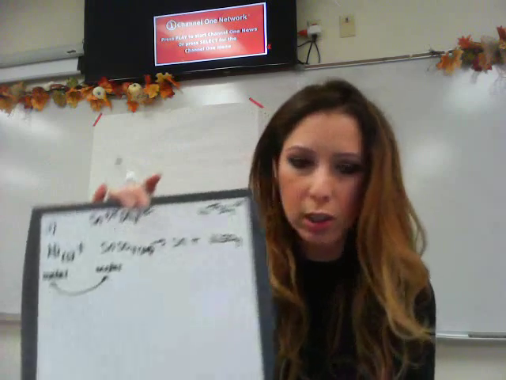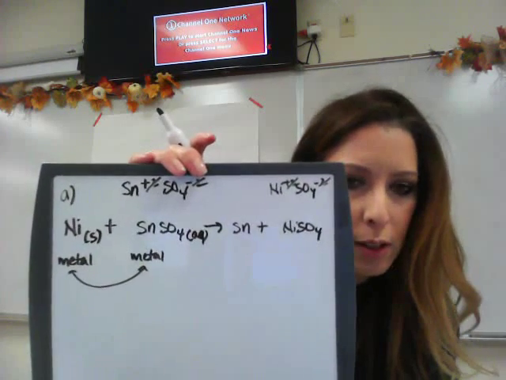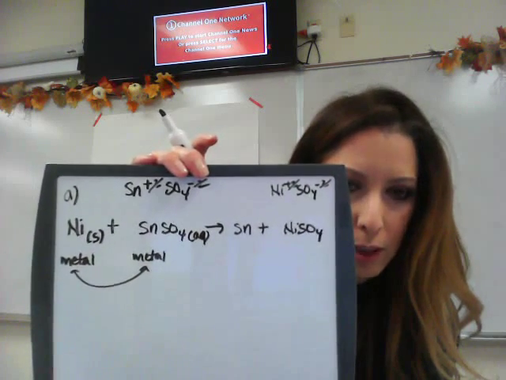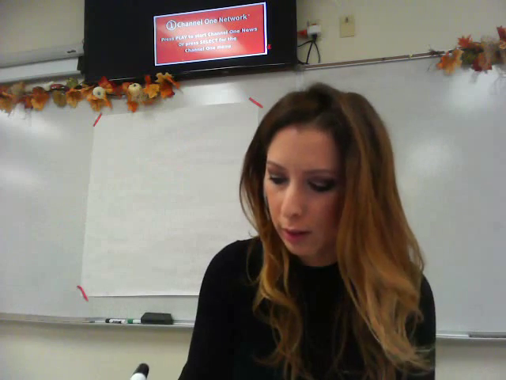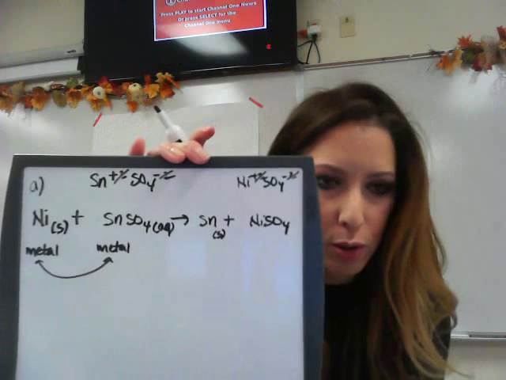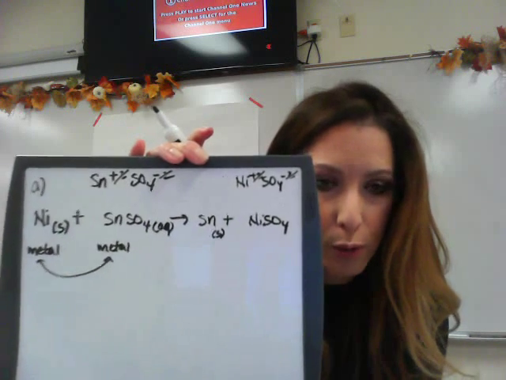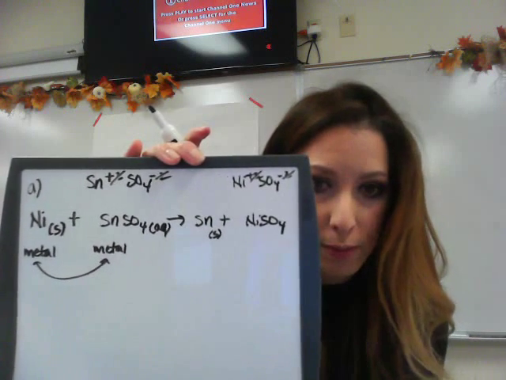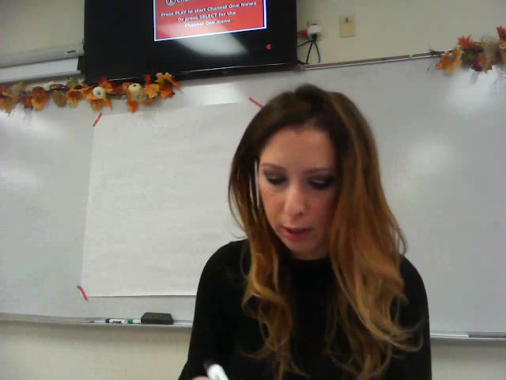Okay, so it looks like this. When you kick out a metal by itself, like the tin, it's going to be a solid. We don't know what the state of matter is on the nickel(II) sulfate, so I'm just going to go ahead and leave it alone. We're already balanced, and we're done. Okay. All right, so we can go on to B.